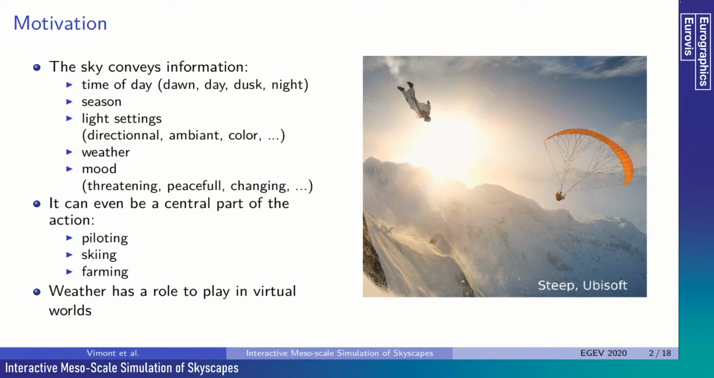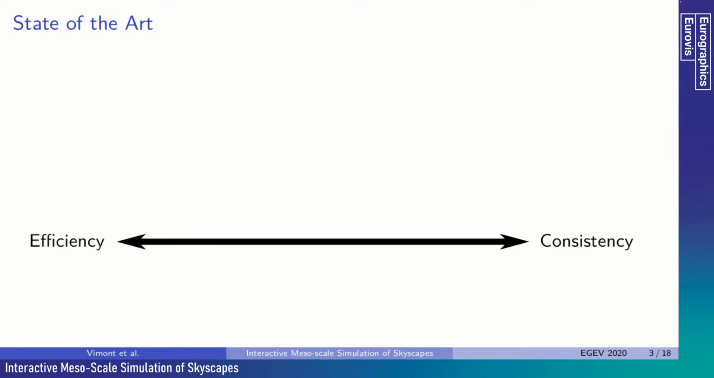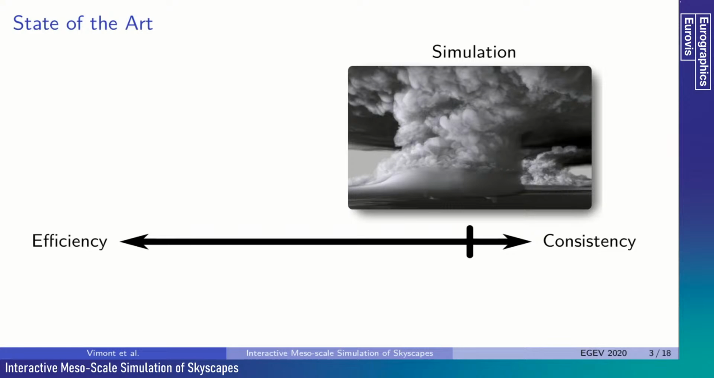Let us now see how they have been modeled in previous work. For that, I need you to picture an axis pointing one way toward efficiency and the other way toward consistency. On the consistency side of the spectrum, you have full-fledged atmospheric models such as WRF. They use physically based simulation which require an enormous computational power and yield very realistic results, so much that they get used for weather forecasts. Their consistency comes at a computational price that makes them unusable in computer graphics.